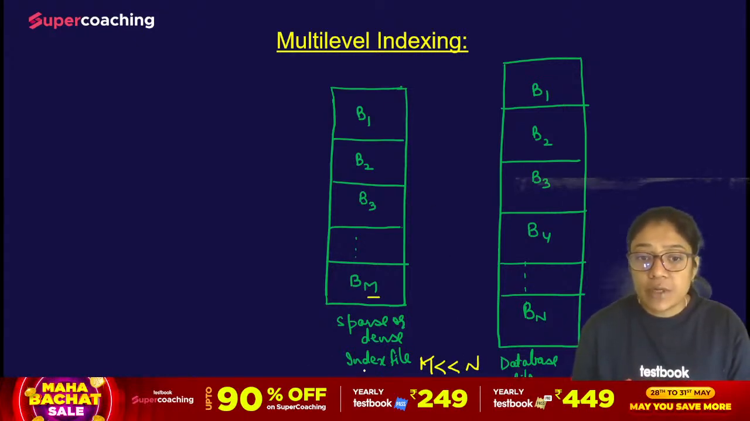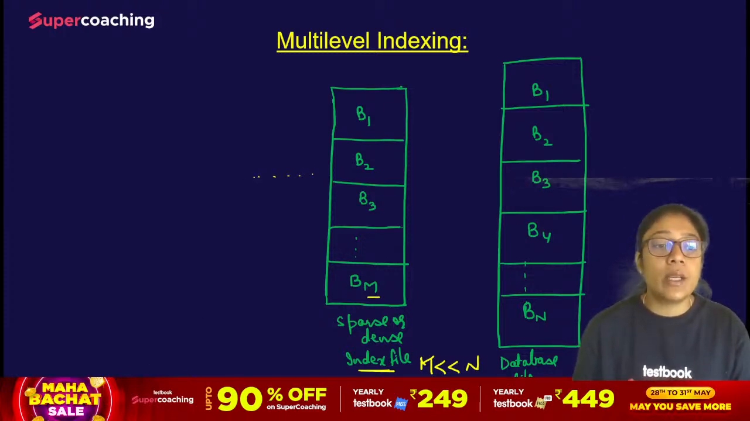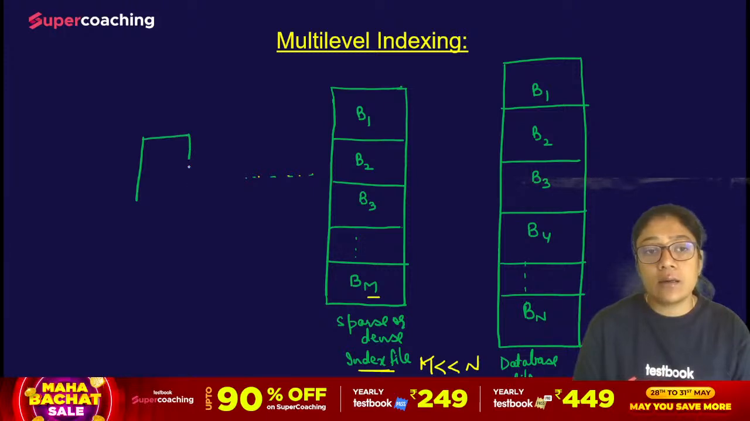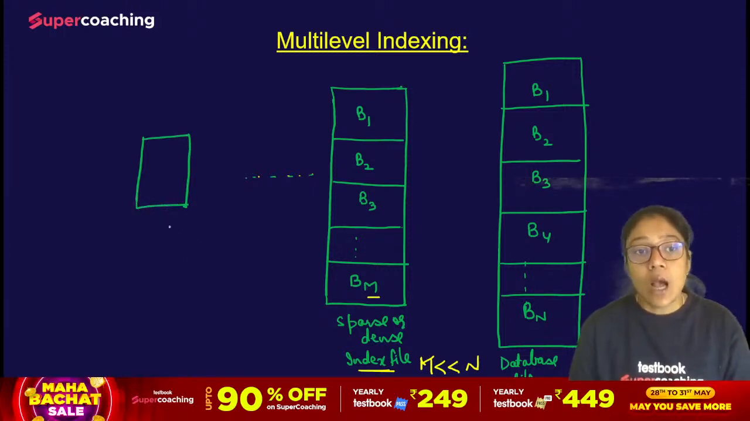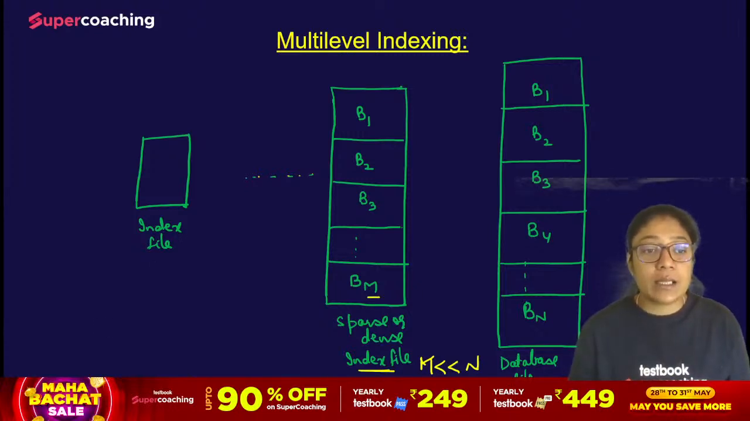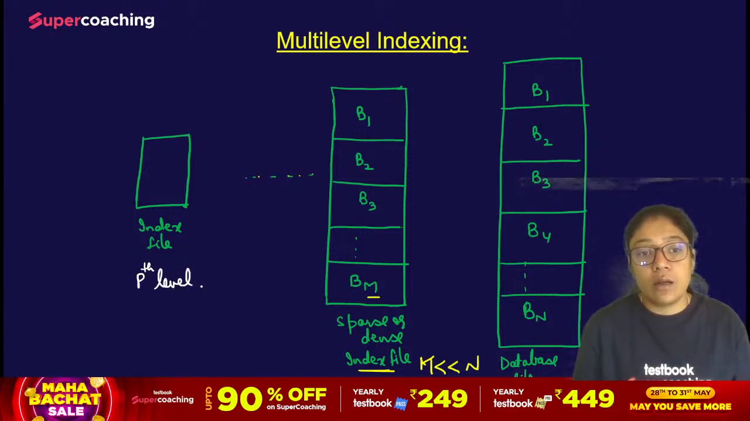But if the size of this index file is too big, then we cannot accommodate this index file in the main memory. So we might be interested in constructing the index over the index. Until when will we construct an index over the index? Until we get a single page in the index file. We keep on constructing the index over the index until we get a single block. Now this single block, this index block, will be stored in the main memory. And let me call this the pth level index.